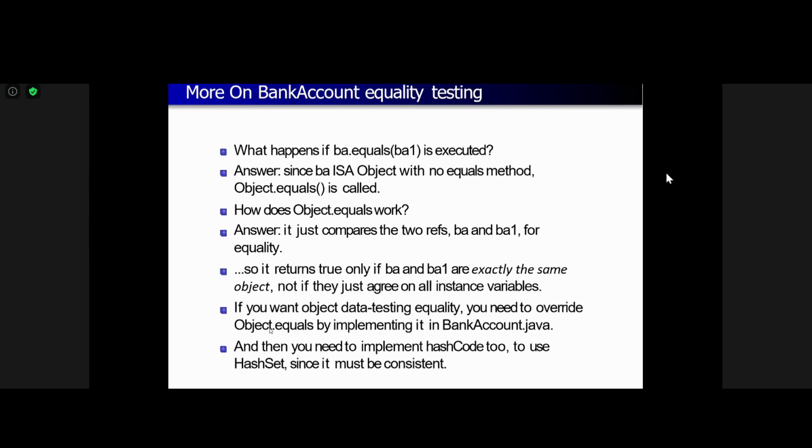So if we want to do a good job of squeezing out duplicates, we have to implement equals and hash code to do this. So it would look something like the code we've already seen.